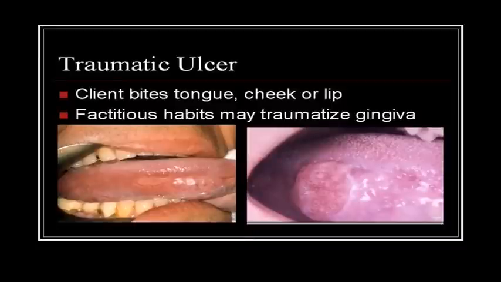The traumatic ulcer may be the most common lesion seen by the dental hygienist in practice. Clients frequently bite their tongue or their cheek or their lip. Factitious or non-functional habits may traumatize the gingiva. In cases where the injury is chronic, clients have to be advised that repetitive healing and injury to a tissue may result in cellular changes in the future.